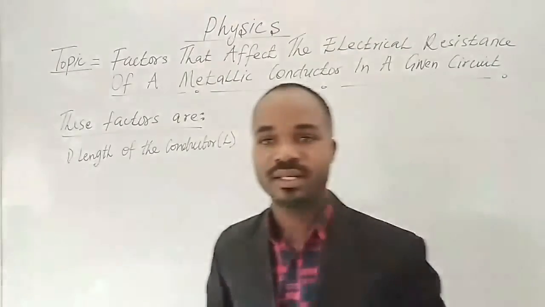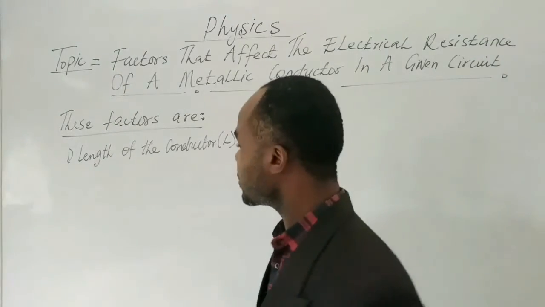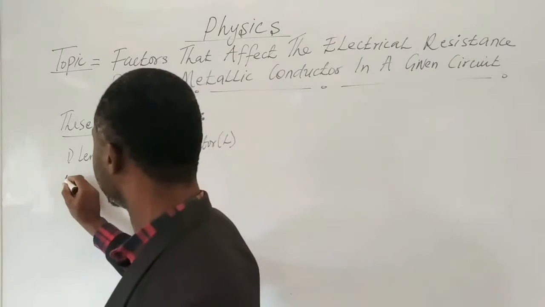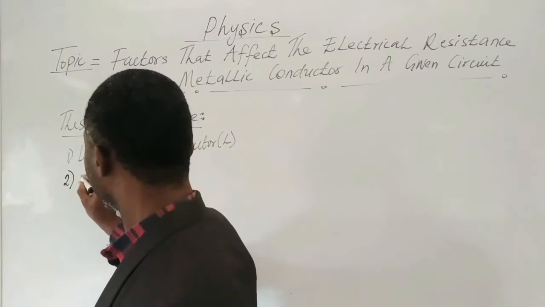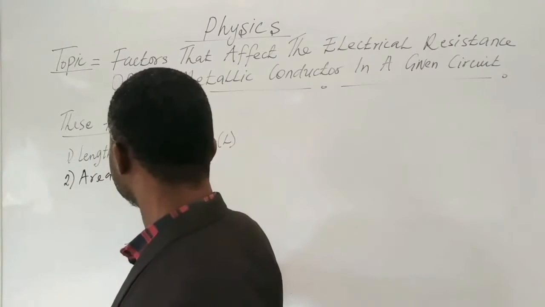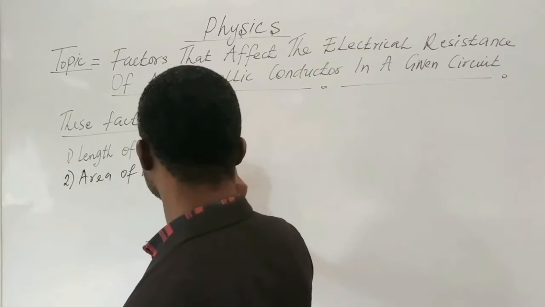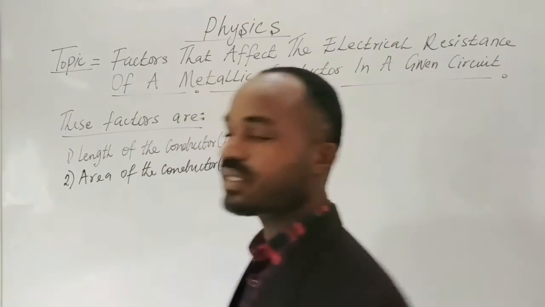Okay. All right. So number two is the cross-sectional area of the conductor. Number two is the area of the conductor. That is A, capital A, right?